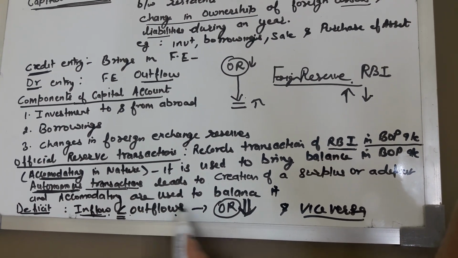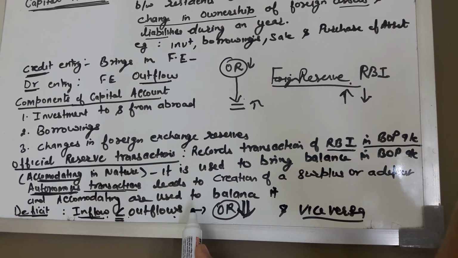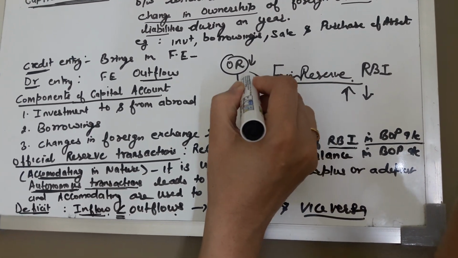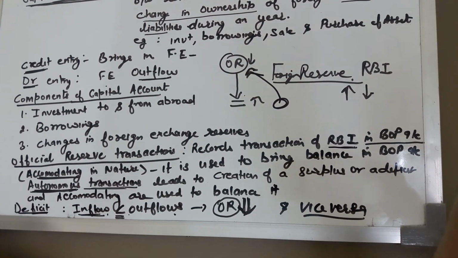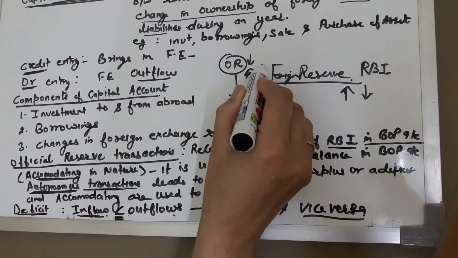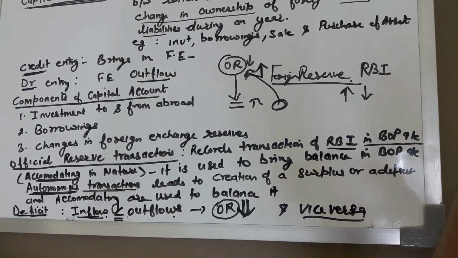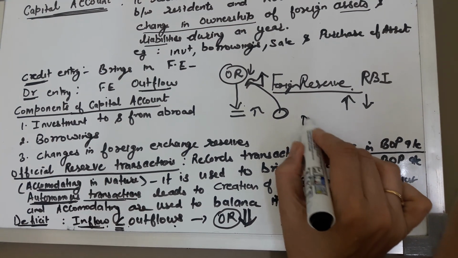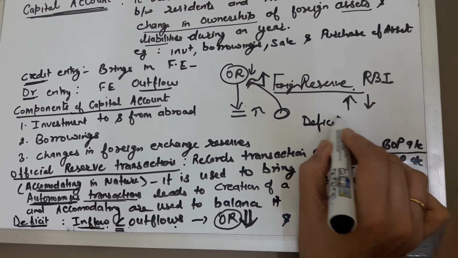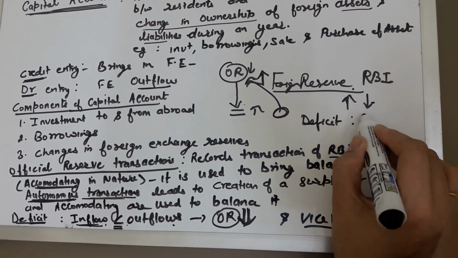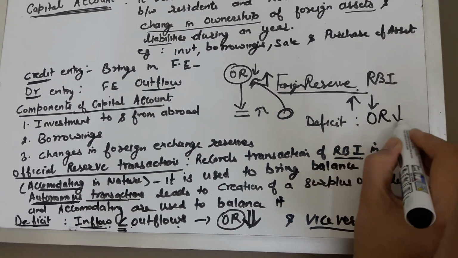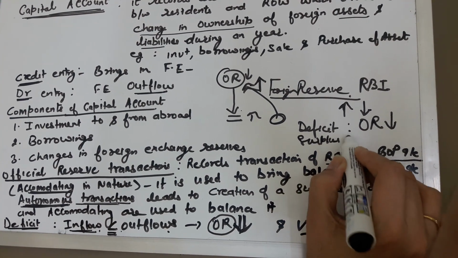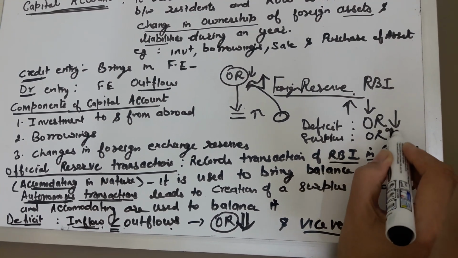Similarly, in the opposite case, when we have a surplus, what will happen? Inflows will be greater than outflows. In this case, RBI will pick up money from here and will deposit money into official reserves, so that our official reserves increase in case of a surplus. So to be more specific, in case of a deficit, what happens to official reserves? Official reserves fall, and in case of a surplus, our official reserves increase.